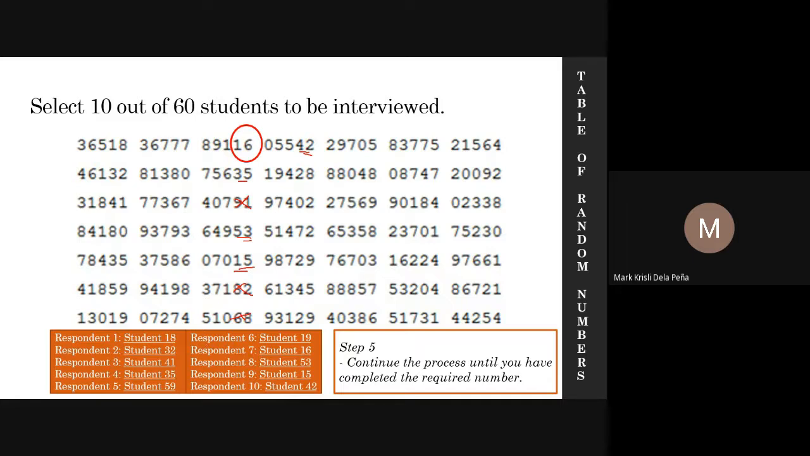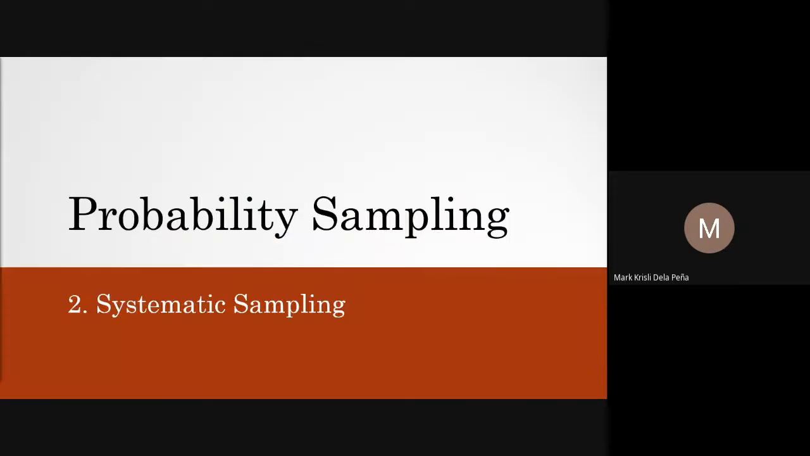That is how we use the table of random numbers. So again, this is the first of the probability sampling techniques. In the next video, which is a longer video, we will be discussing the second method under probability sampling, which is systematic sampling. See you in the next video.